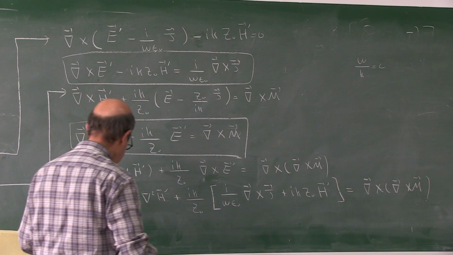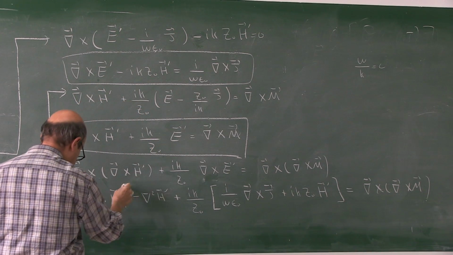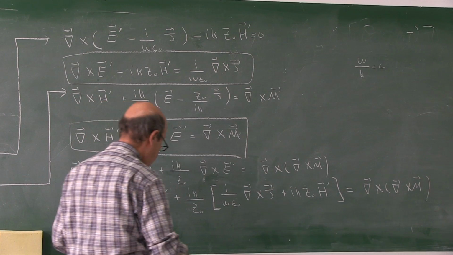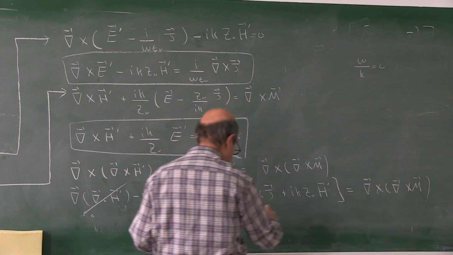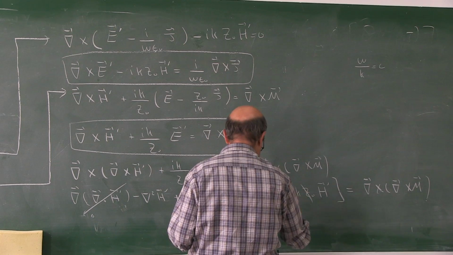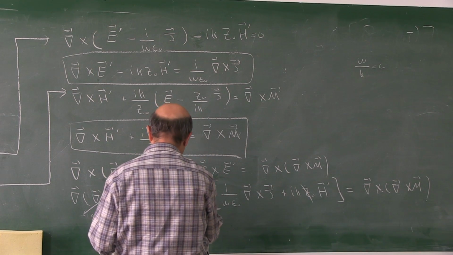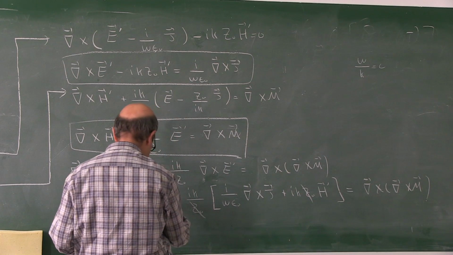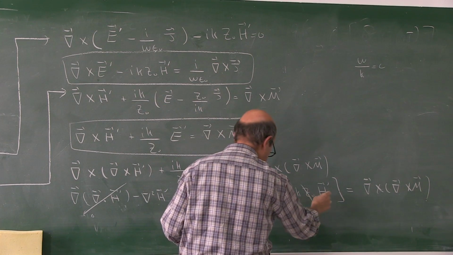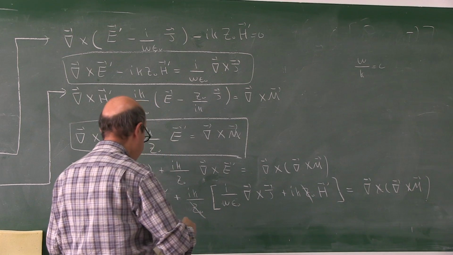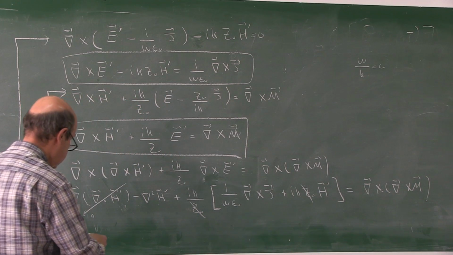So as you see, divergence of H prime is 0, no magnetic monopoles. Z0 and Z0 will be cancelled. i and i will be minus k square. So you will have the wave equation term here: minus Laplacian of H prime minus k square H prime. And this goes to the other side, and that will be the non-homogeneous wave equation.